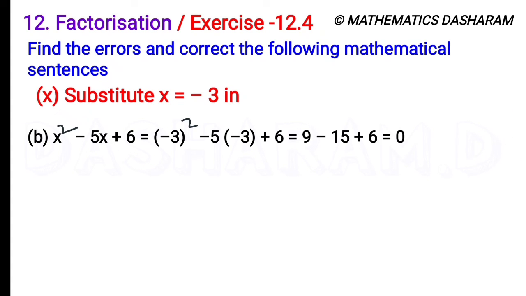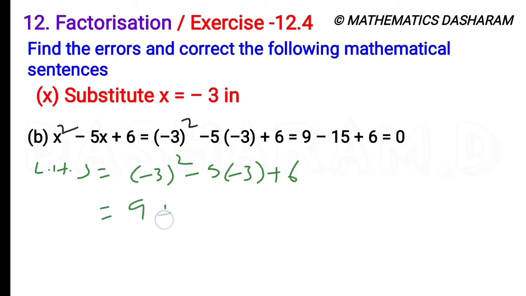Question number B, x square minus 5x plus 6. So LHS equals to, substitute x equals to minus 3. (Minus 3) whole square minus 5 into minus 3 plus 6. (Minus 3) whole square 9, minus 5 into minus 3 is plus 15 plus 6. So 9 plus 15 is 24. 24 plus 6 is 30. But here he gave 0. So it is not equals to RHS.